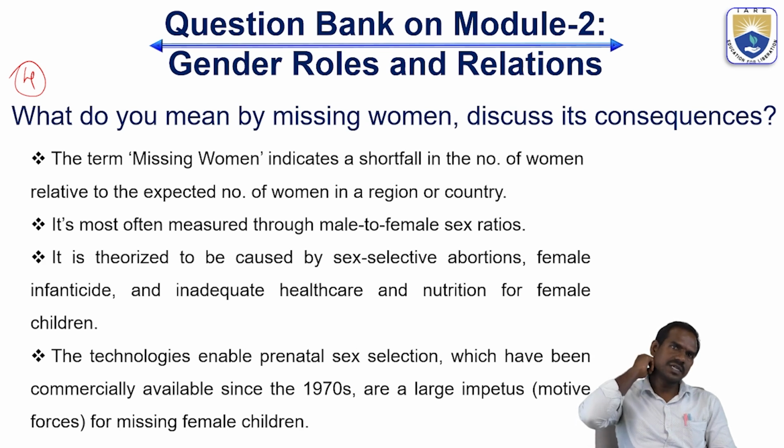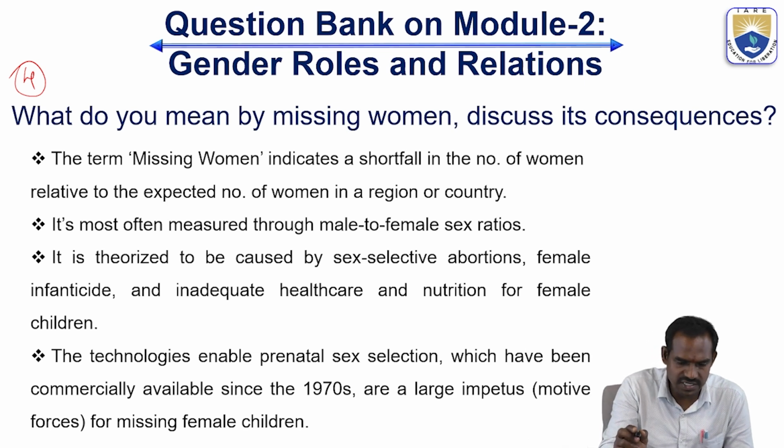The term missing women indicates a shortfall in the number of women relative to the expected number of women in a region or country. Okay. And this concept of missing women is theorized to be caused by sex-selective abortions, female infanticide, and inadequate health care and also nutrition for female children.